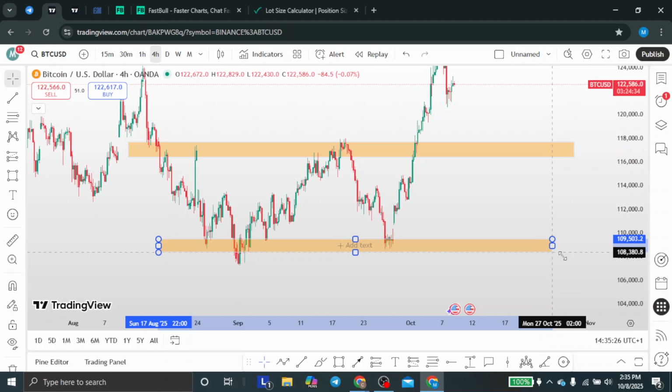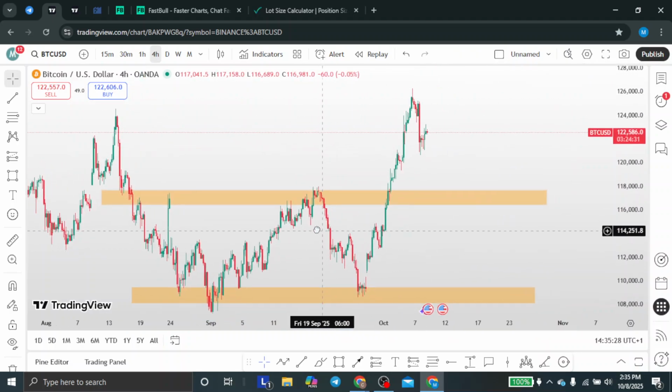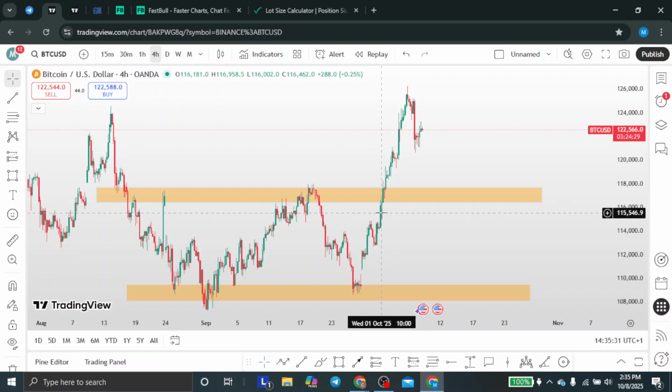The resistance, sir. There was a resistance here before, but what do we notice? The market broke through it, right? Yes, sir. Have we retested that level? No, sir. We have not retested.